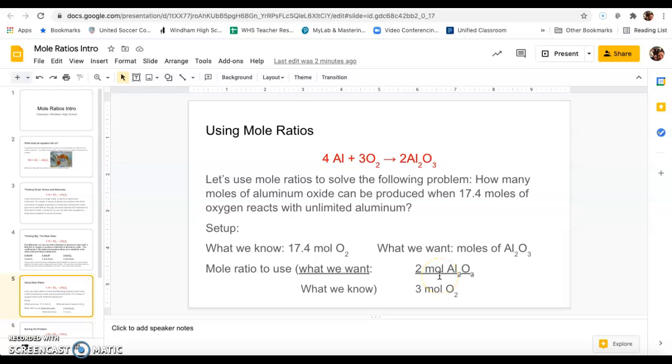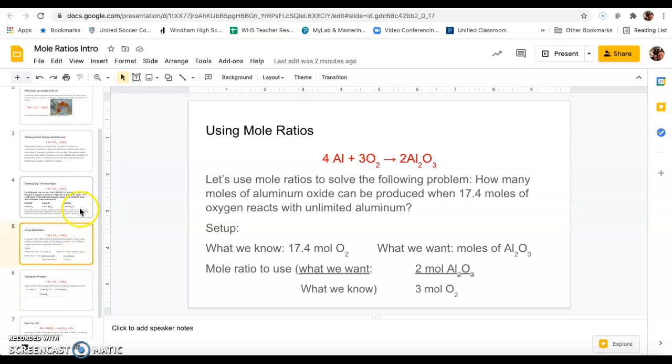So we are going to pick a mole ratio that includes two things: the moles of the thing that we want on the top and the moles of the thing that we know, that we're given, on the bottom. This will allow us to cancel out the number of moles of the thing that we know, and it will leave us with the units of moles of the thing that we want, our final answer, basically. And so in this case, on top, we're going to have 2 moles of aluminum oxide, and on the bottom, we're going to have 3 moles of oxygen. This will allow us to cancel out moles of oxygen, and it will leave us with aluminum oxide on top.